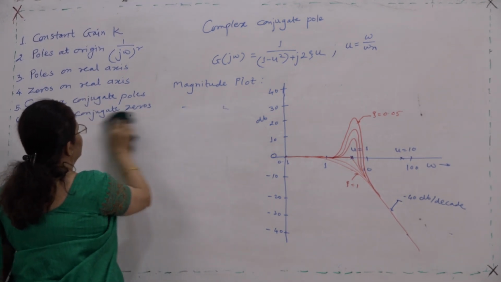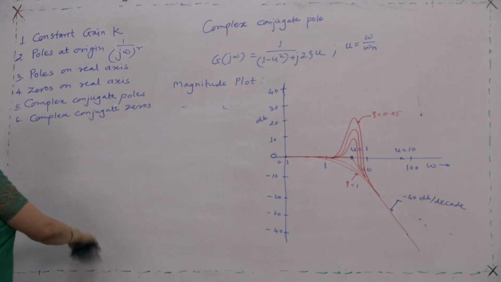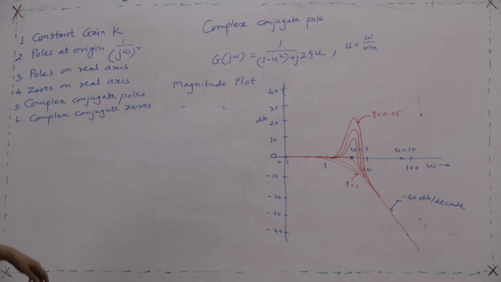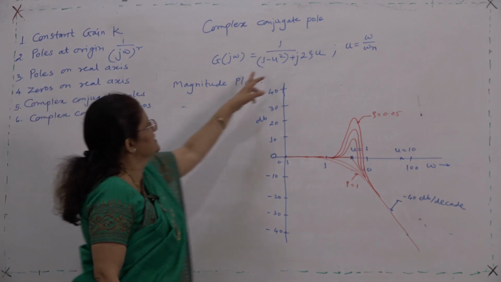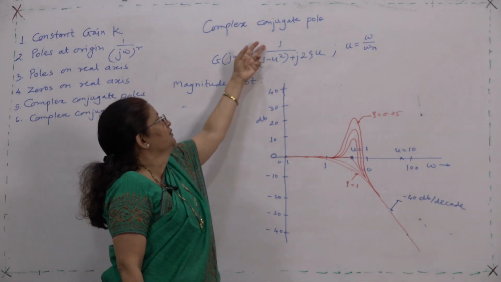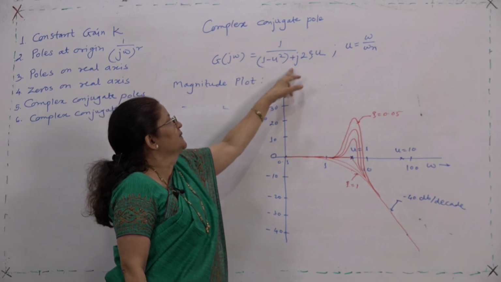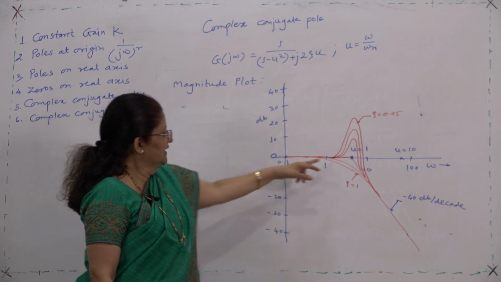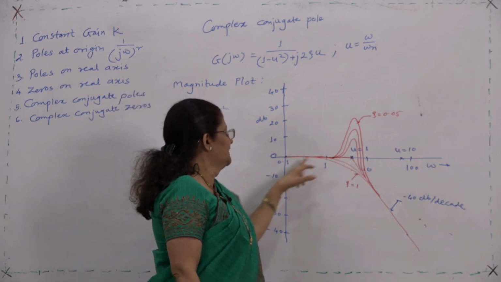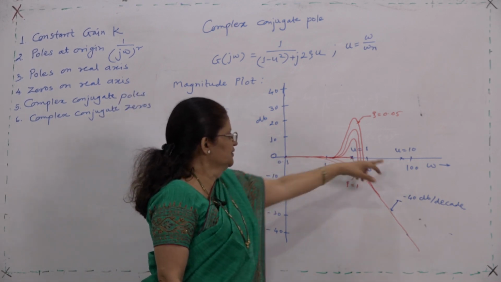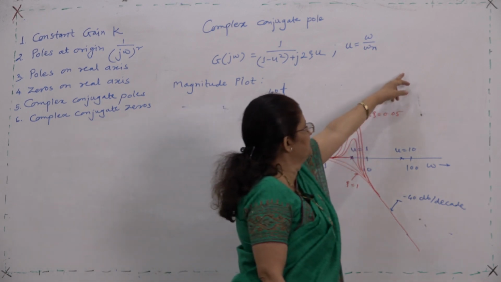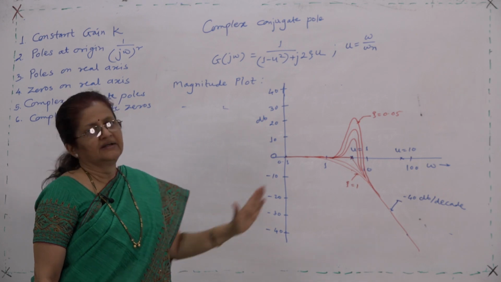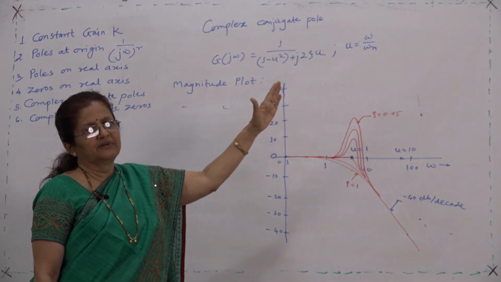If complex conjugate zeros are there, you can observe that the term which was in the denominator will now be in the numerator. So, 1 minus u square plus twice zeta u is at the numerator. What you will get is, till u is equal to 1 it is 0 dB, after that it is plus 40 dB per decade. That is the change. Instead of minus 40 dB per decade, it will be plus 40 dB per decade.